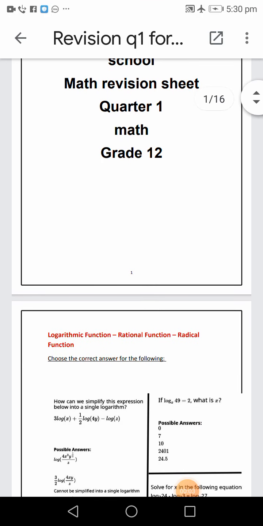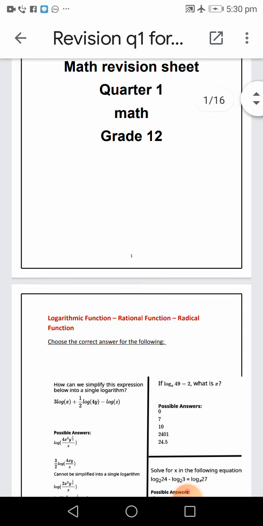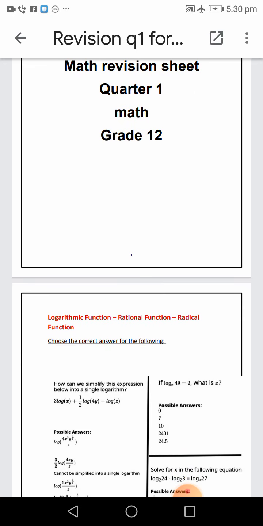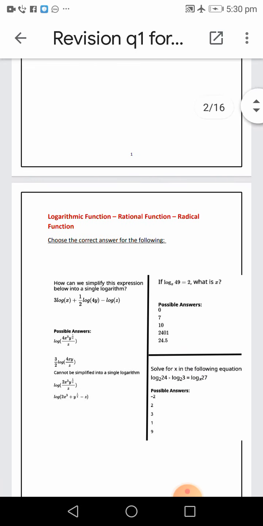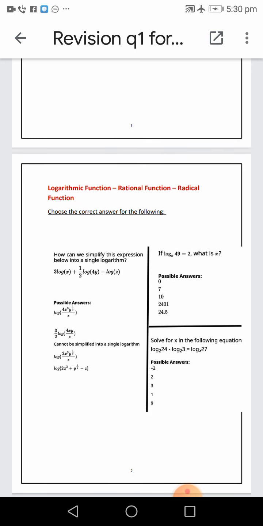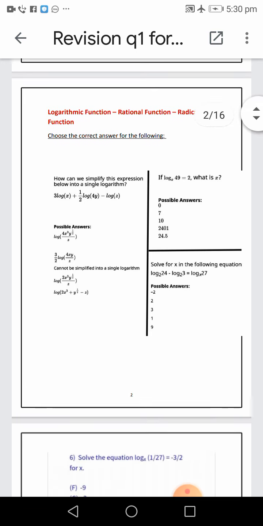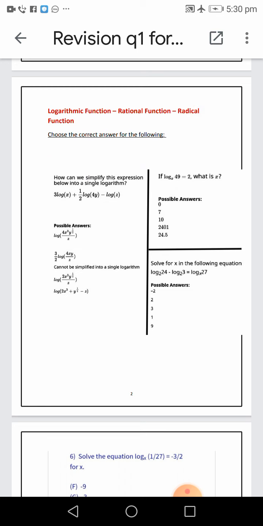In this video, we're going to learn how to deal with the questions in the exam. As we took in this quarter, logarithmic function, rational function, and radical function, how to solve them and how to graph them, or how to choose the right graph. Here in the logarithm, I have two ways to solve.